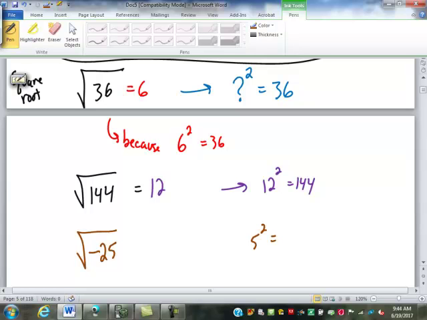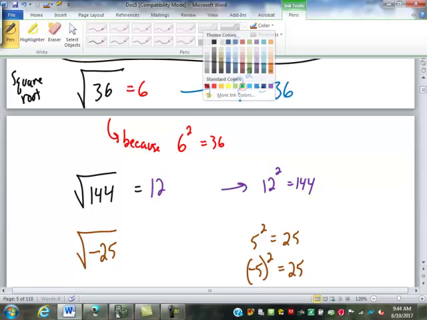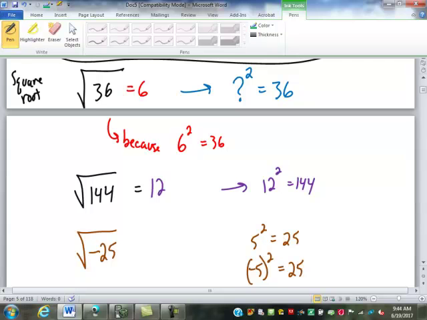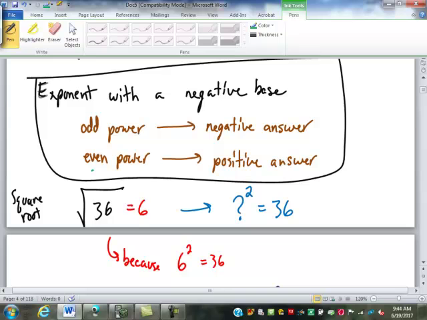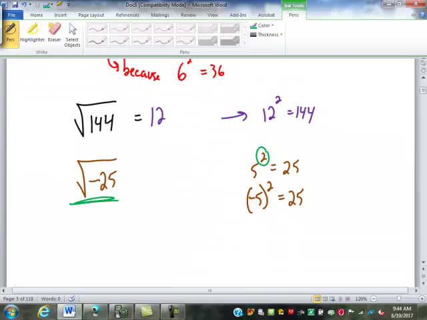5 squared is what? 25. Negative 5 squared is 25. Neither one of them, when I squared them, gave me a negative 25. What can I square to give me a negative 25? Well, squared, a power of 2, is even, right? And what did we say up here about even powers? It's always a positive answer. There is nothing that we can square that'll give us a negative answer.